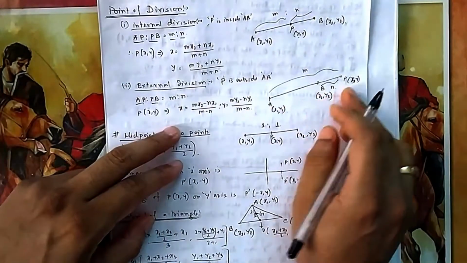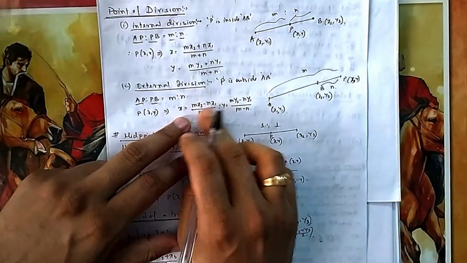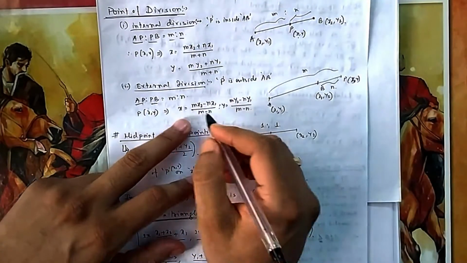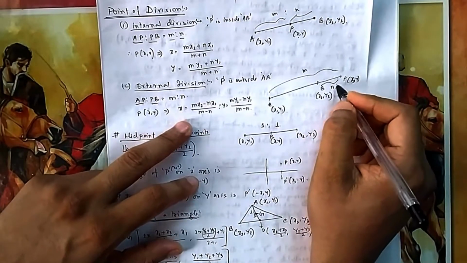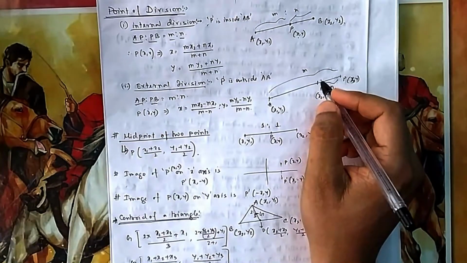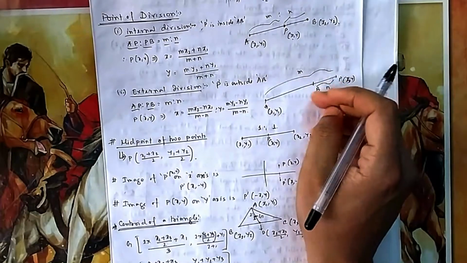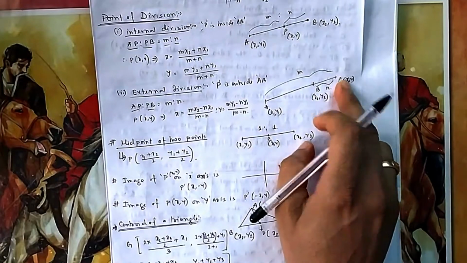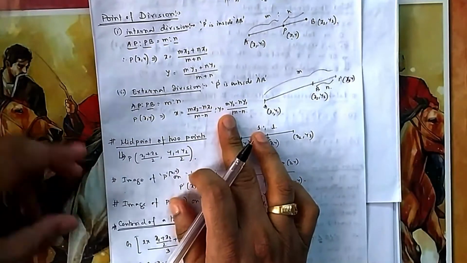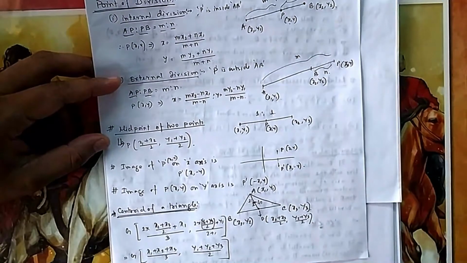So what will be the coordinate of this P? Here everything is the same, just a minus sign. You can think of it as m minus n, this one is m minus n is to n, and you can use this formula to find y also, the earlier formula. So it can be remembered directly. For external division it is minus.